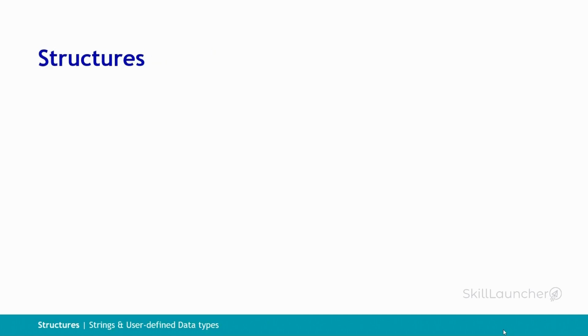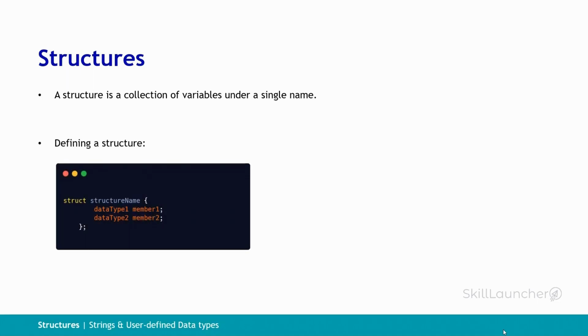Now how to declare a structure? As we saw, a structure is a collection of variables under a single name. Defining a structure can be done with the struct keyword followed by a structure name. Now within the curly braces, we specify the data members. The data member can be specified by the data type and the member variable name, followed by a semicolon. This defines our first data member. The next data member can be defined similarly by specifying the data type and the variable name. Now this becomes a template of a structure.